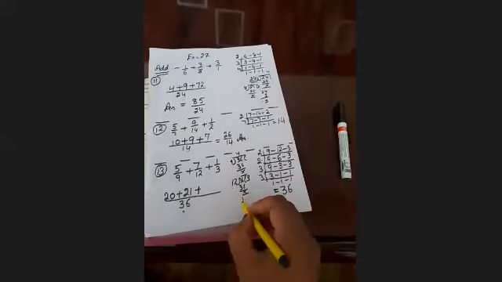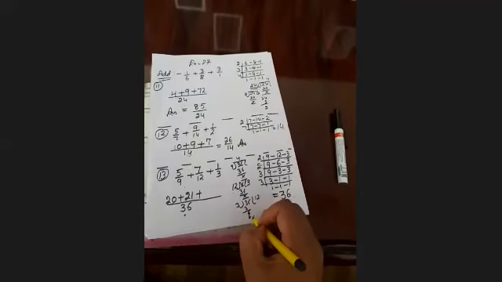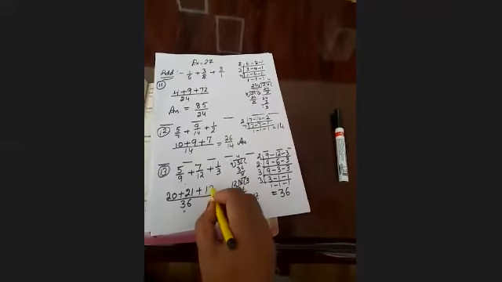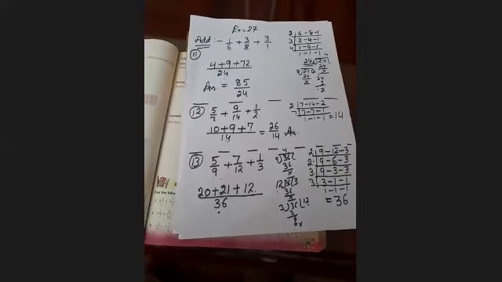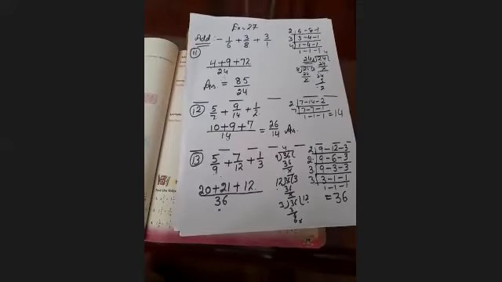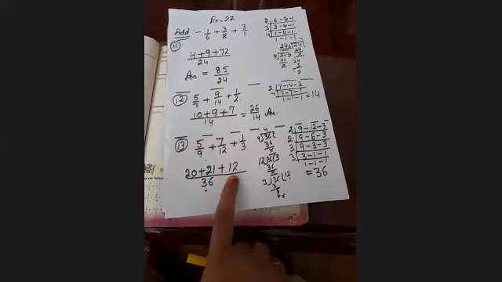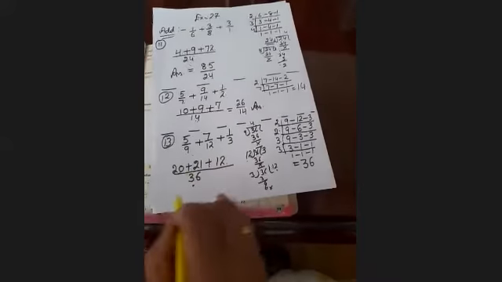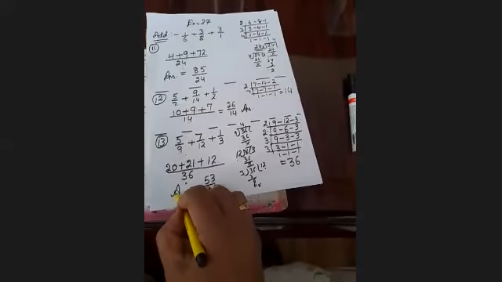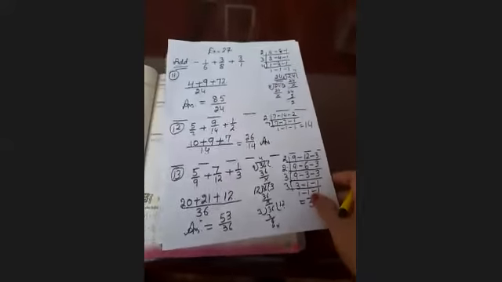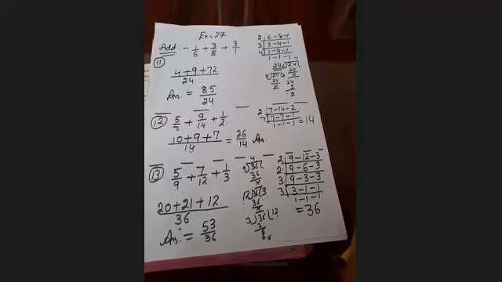36 divide by 3. 3, 12 are 36, 12, 1 or 12. Now add 20 plus 21 plus 12. 20 plus 21 is 41. And 41 plus 12, 53. So your answer is 53 upon 36. Yes, students, this is question number 11, 12, and 13 of exercise 27.